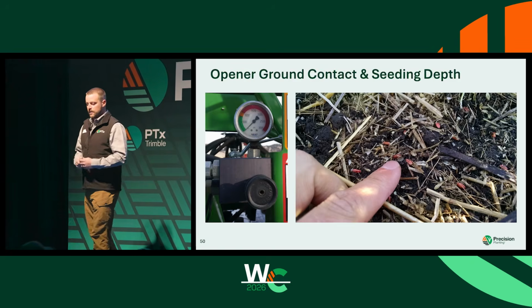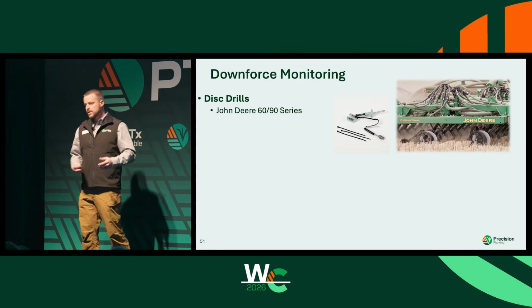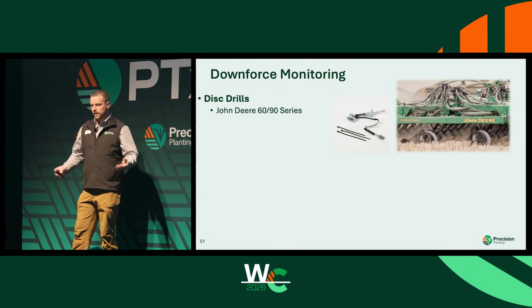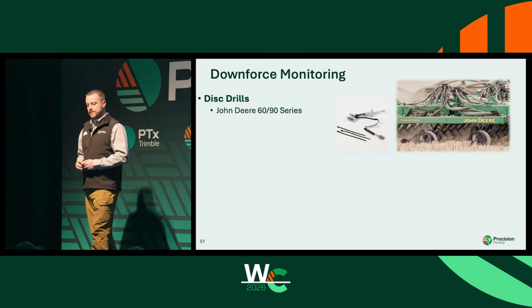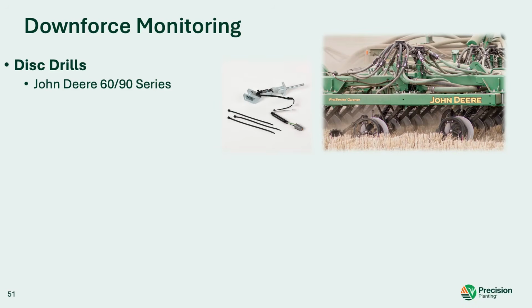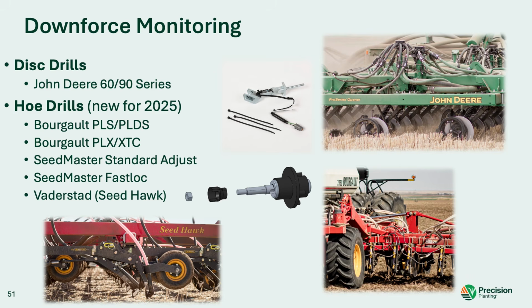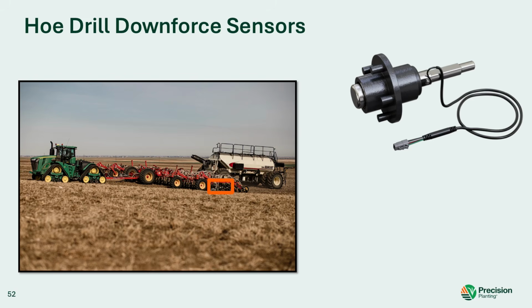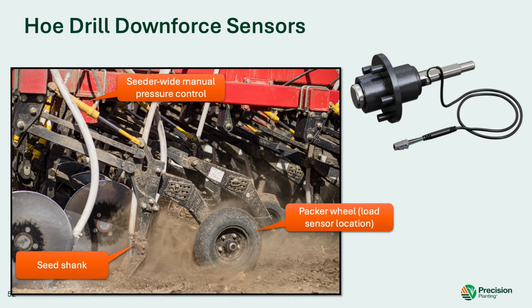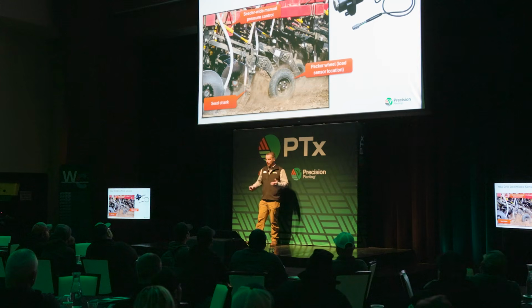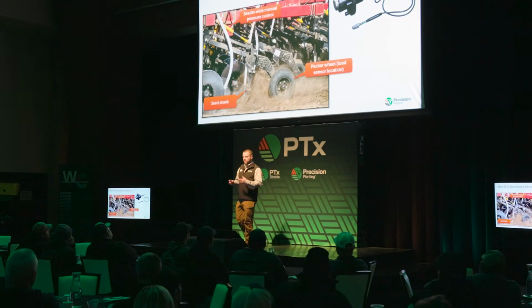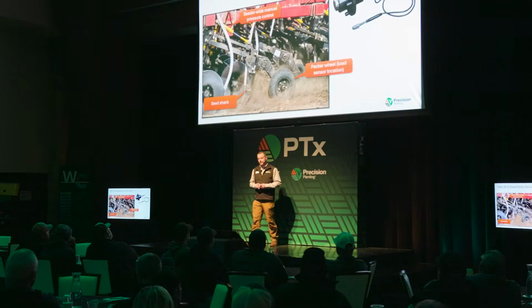Well, we add a load cell. I've got a John Deere disc drill. I can add a load cell to some of those openers, and I can actually monitor what my ground contact is, so I know that I'm doing a good job of getting the seed in the ground. For this year, we're also going to add compatibility with some hoe drills as well, some different Bourgault, Seedmaster and Vaderstad. In this case, we're going to replace the hub of that packer wheel with a load cell. So now that packer wheel is part of our depth system. We're using that to maintain the depth of our seed shank. If we lose weight on the packer wheel, we know that we've lost depth, right? So if we know that, we could then manually increase that pressure control to make sure that we're doing a great job throughout the field.